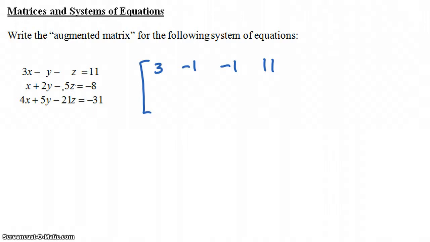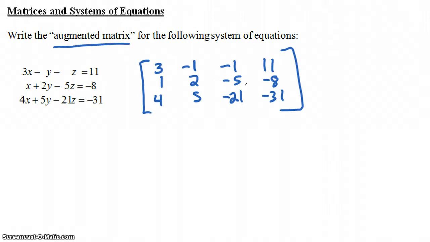Okay, continuing on, for the second row we would have 1, 2, minus 5, and minus 8. And lastly, in the third row we'd have 4, 5, minus 21, and minus 31. This matrix here is called the augmented matrix for that system of equations. And notice it's a little bit more compact way of writing this. We don't have to write all the x's, y's, and z's, but it really contains the same information that the original system of equations had.